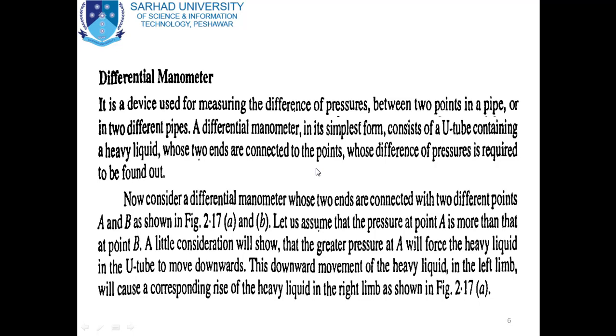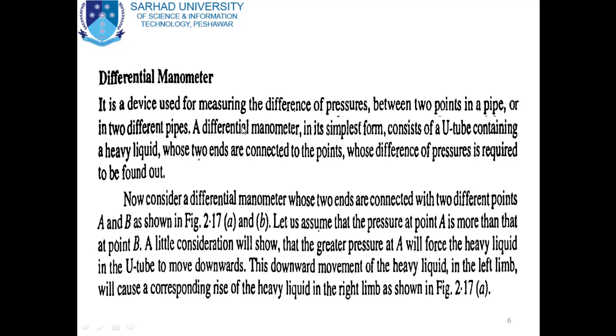In its simplest form, the differential manometer consists of a U tube containing a heavy liquid, and the two ends are connected with the two different pipes or within the same pipe at two different points. So with the help of a differential manometer, we can easily find the difference of pressure between the 2 points in the same pipe or in two different pipes.